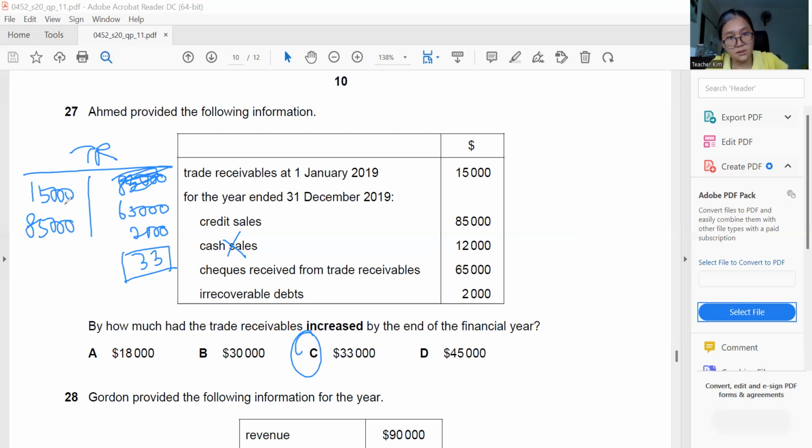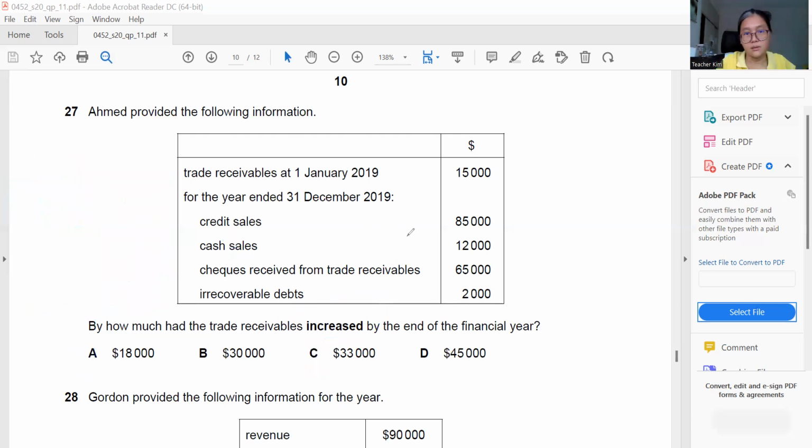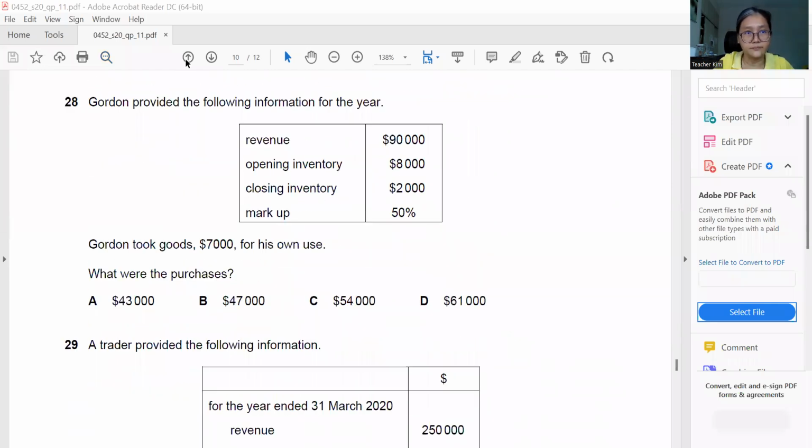Okay, wait, let me see. By how much has the trade receivable increased? Oh okay, so this one is the balance carried down. The question is talking about the difference between these two. So we cannot take this one. We have to take 33 minus 15, so we get 18,000. So the answer should be A. 27 should be A. So read carefully, they purposely bold it so you should be careful, don't put the wrong amount. Okay, now next, question 28.